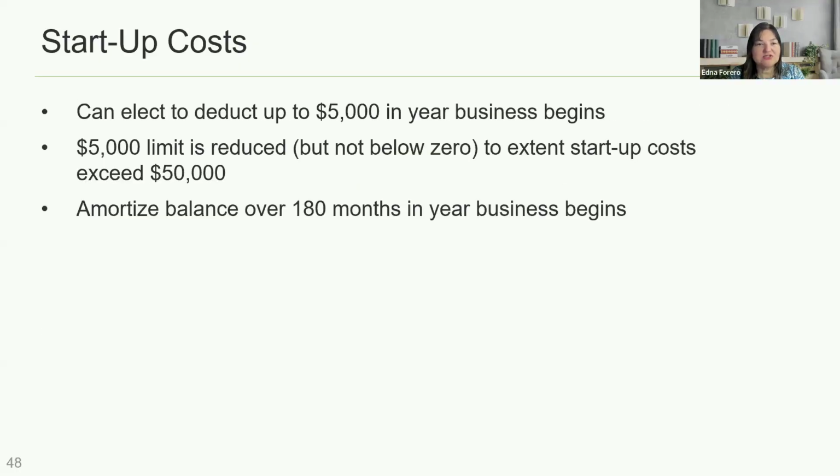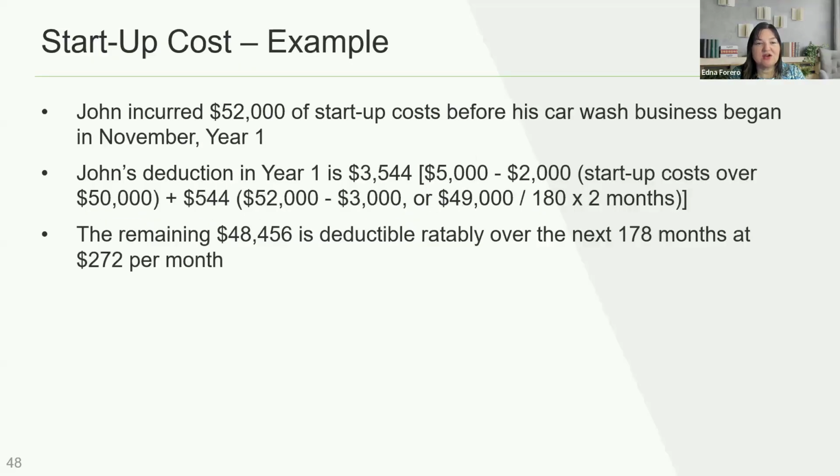Much like the organizational costs, you can deduct up to $5,000 in the year the business begins. That limit is reduced, but not below zero, to the extent the startup costs exceed $50,000. And again, whatever's left, you're going to amortize over 180 months in the year that the business begins. So just like organizational costs, but here's an example for you.